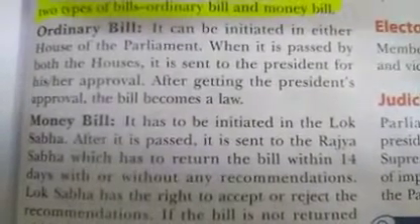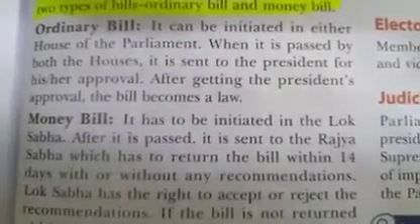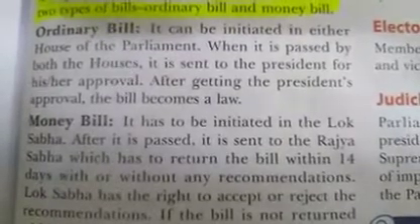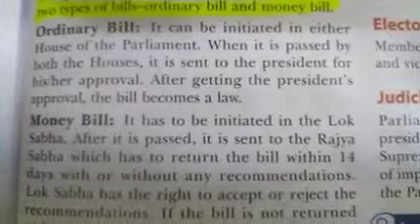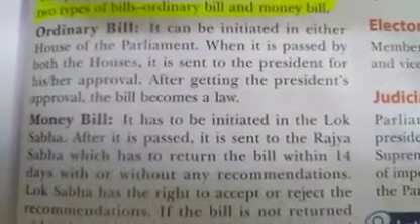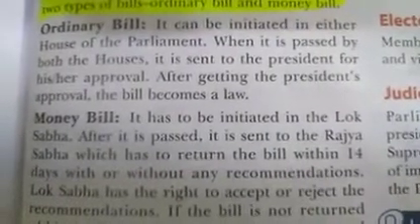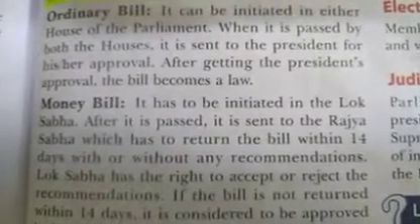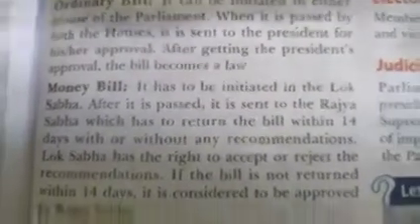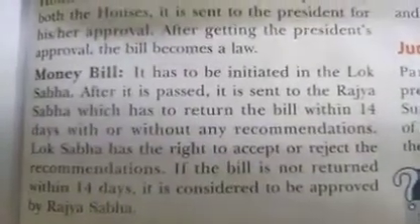An ordinary bill contains all the reforms the government wants to take. It can be initiated in either house of the Parliament. In both the houses, it can be initiated. When it is passed by both the houses, it is sent to the President for his or her approval. After getting the President's approval, the bill becomes a law. Understood?